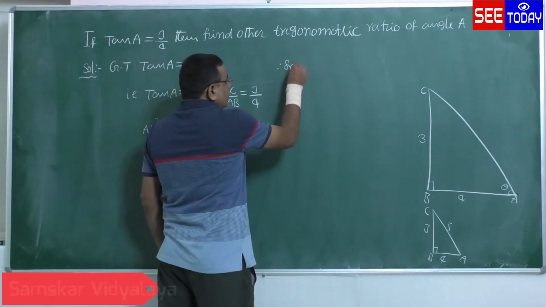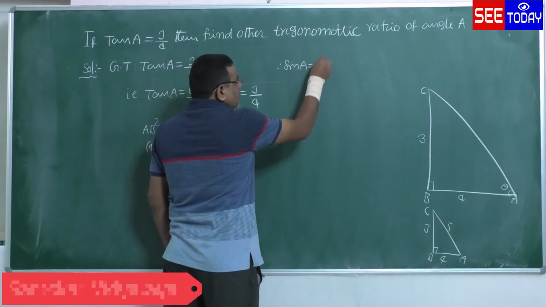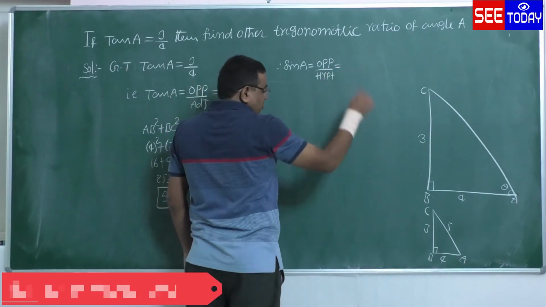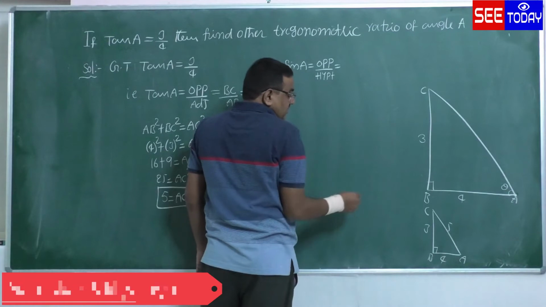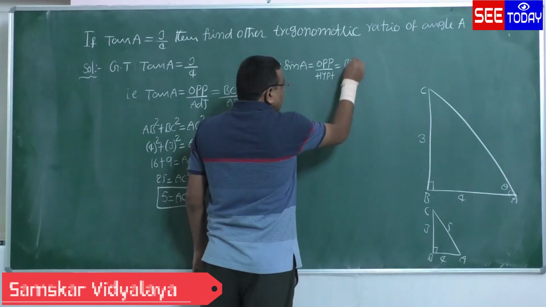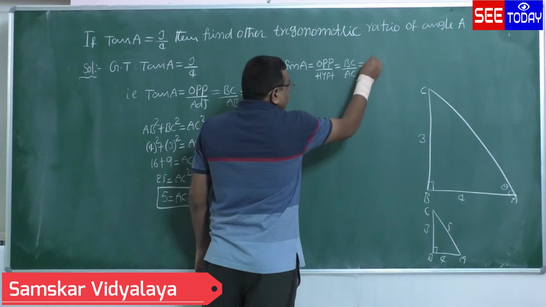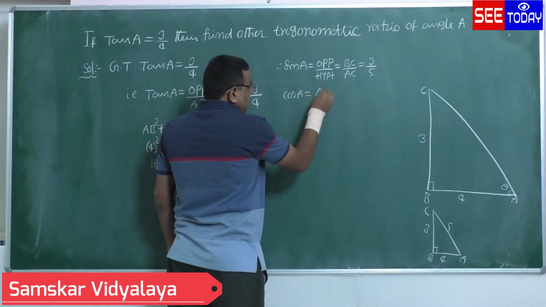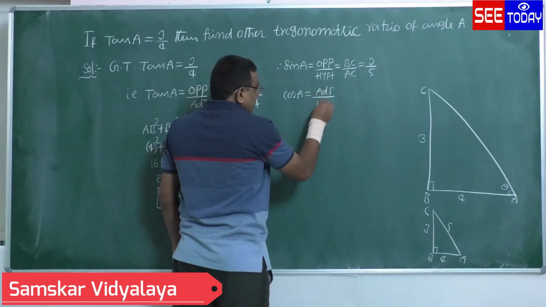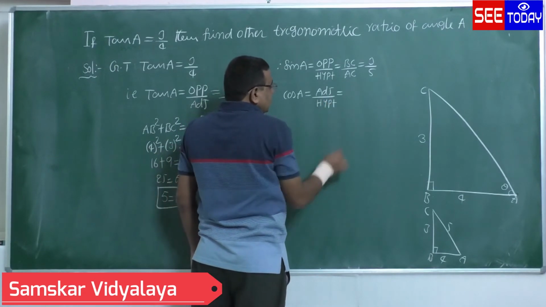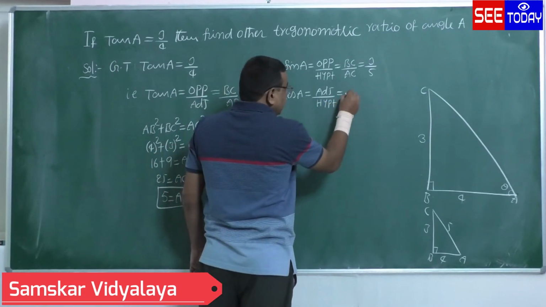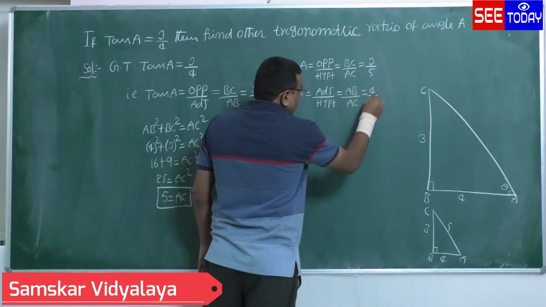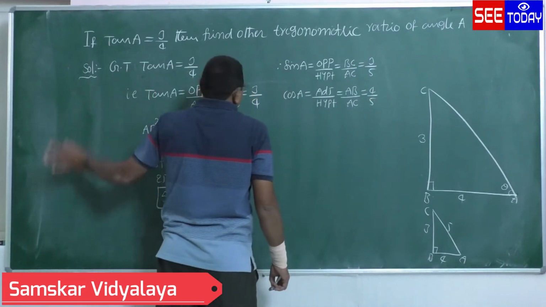Therefore, first, sin A. Sin A is equal to, what do you know? Opposite side by hypotenuse. What is opposite side here? That is theta. Opposite side is equal to BC. Hypotenuse is equal to AC. 3 by 5. Next, cos A. Cos A is equal to adjacent side by hypotenuse. Adjacent side is AB, hypotenuse is AC. That is equal to 4 by 5. Already tan given, no need to do.